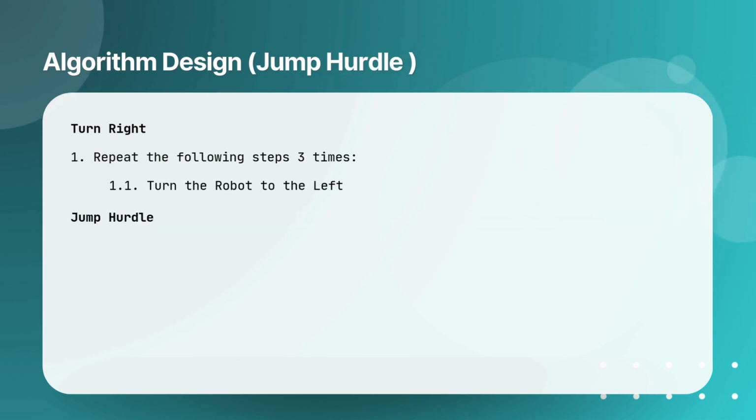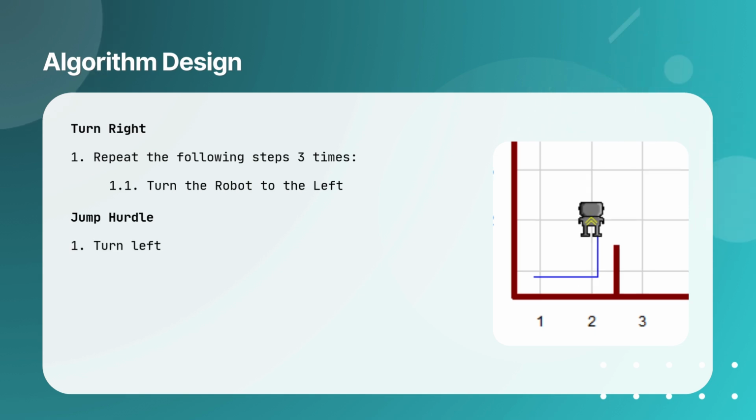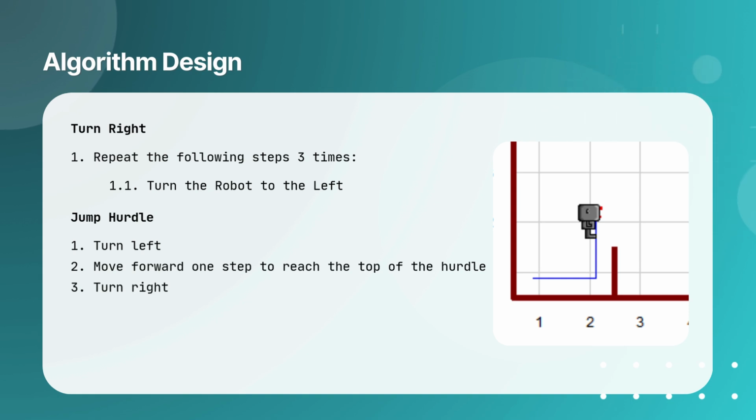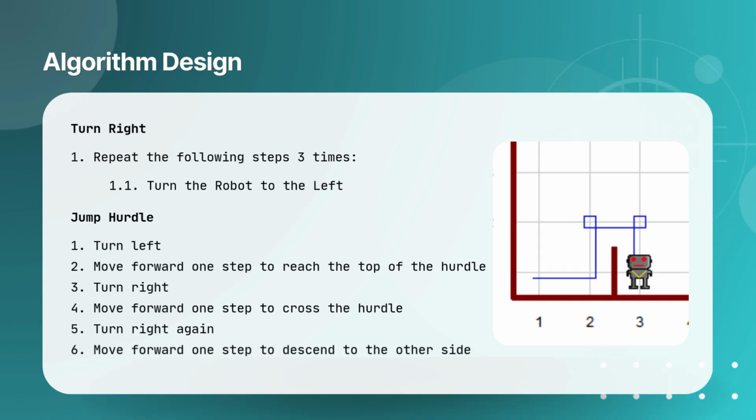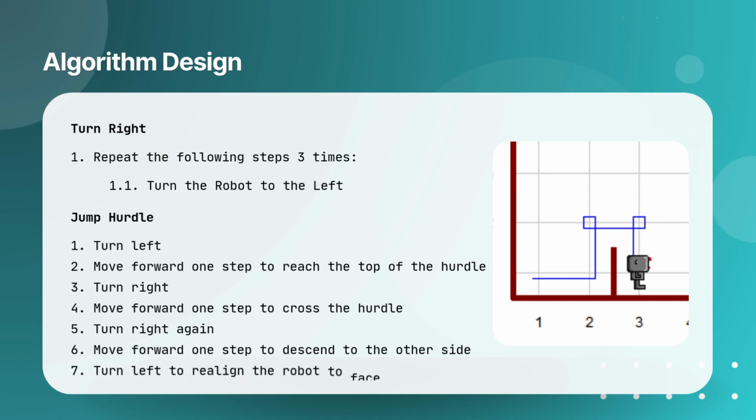Next, we design the jump hurdle algorithm, which consists of a series of movements needed to navigate over the obstacles. The robot will first turn left, move forward 1 step to approach the hurdle, turn right to align with the obstacle, move forward to cross over it, turn right again to realign itself, move forward 1 more step, and finally turn left to face east.